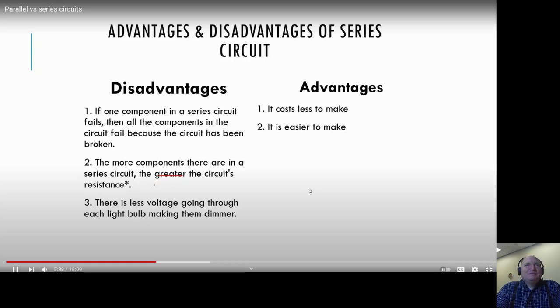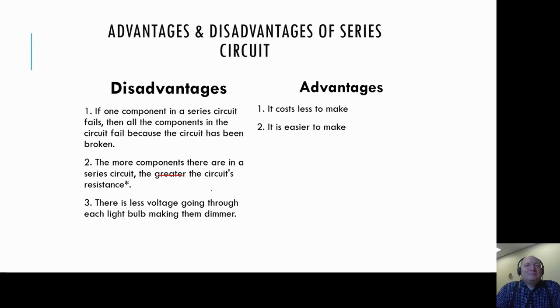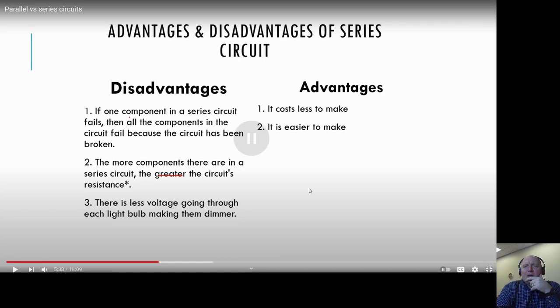The circuit's resistance. It says there's less voltage going through each light bulb, making them dimmer. By the way, when she was accelerating before, I'm guessing this is mostly just sort of review notes because there were some really interesting diagrams and stuff that she skipped through. So again, just trying to figure out what this is for.